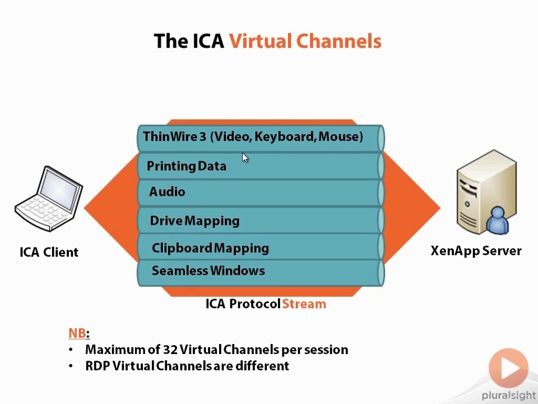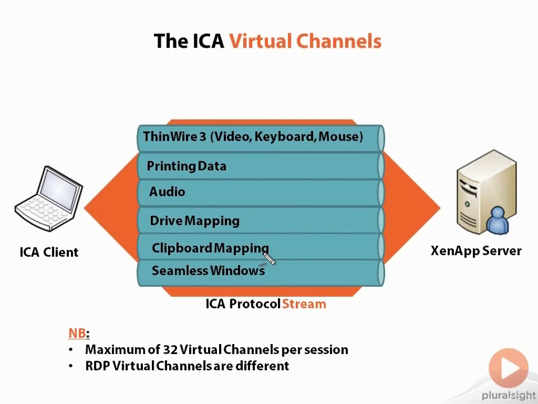Well, without virtual channels, what you would have is essentially the printing data that would have to be sent as a separate packet on the wire. The audio data sent as a separate packet on the wire. The drive mappings, separate packet on the wire. Clipboard mappings, etc. All of these would be independent packets that you're sending and flooding that network with.